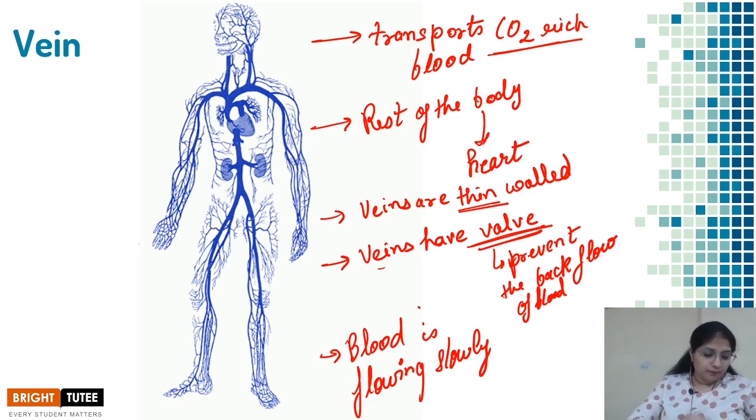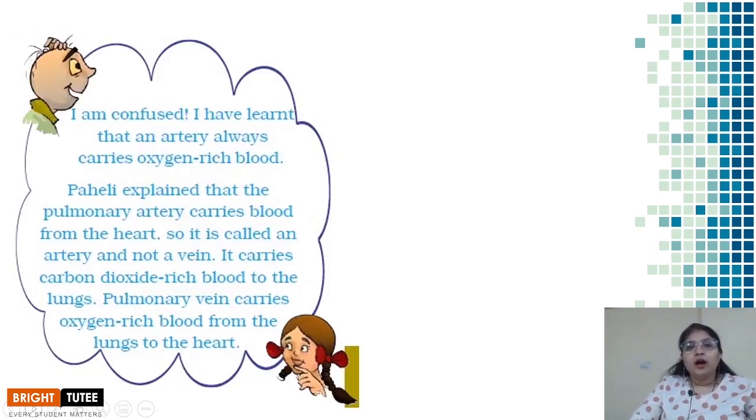Now, moving on, let's talk about a confusion that Bujo has. He is confused. He has learned that an artery always carries oxygen-rich blood. Pahili explained that the pulmonary artery carries blood from the heart, so it is called an artery and not a vein. It carries carbon dioxide rich blood to the lungs. The pulmonary vein carries oxygen rich blood from the lung to the heart. Now please understand, this confusion is very valid and many students actually have this kind of confusion.